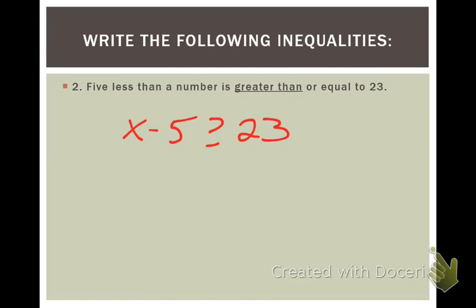Now, just be careful, because there's this phrase less than in here. And throughout a lot of the other classes, I keep getting people wanting to put the less than symbol in here. You don't want to do that. 5 less than a number. We're going to literally count 5 down from a number. So we don't need a less than sign there. 5 less than a number. So this part is greater than or equal to 23.